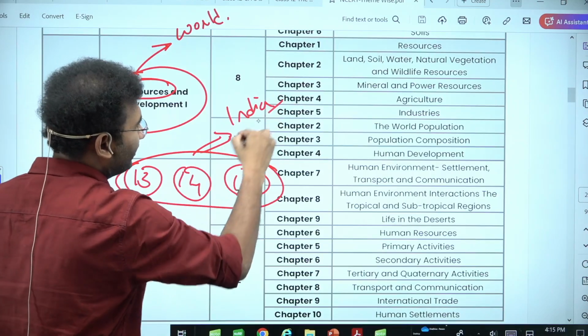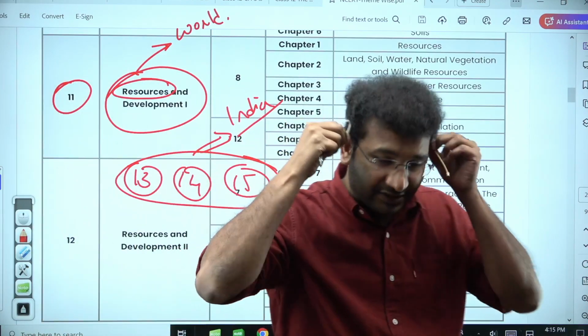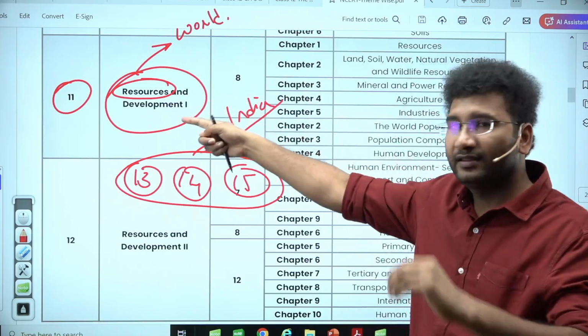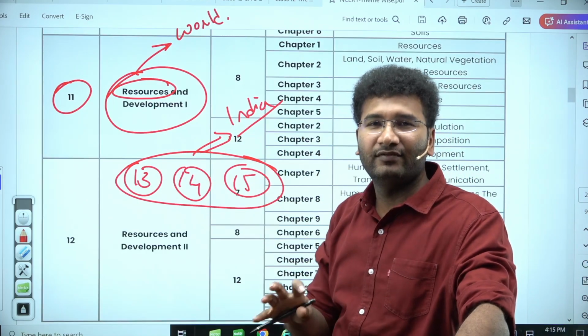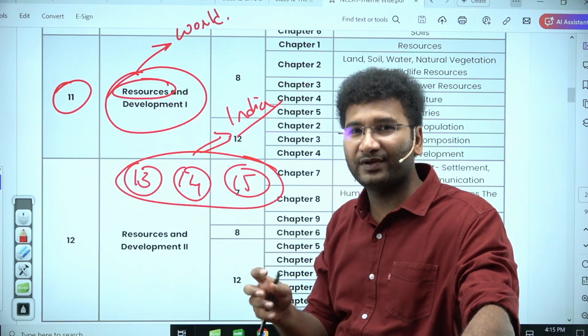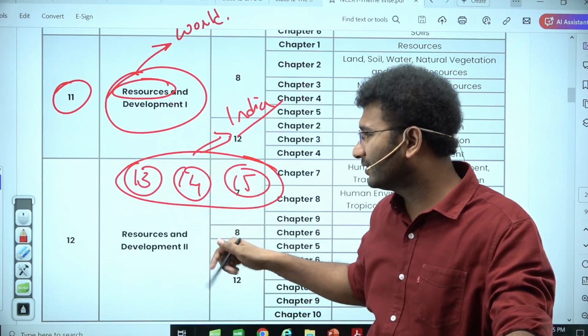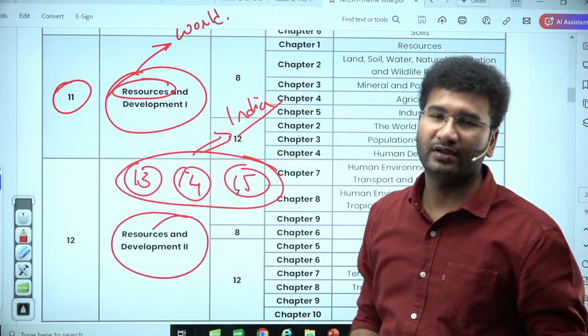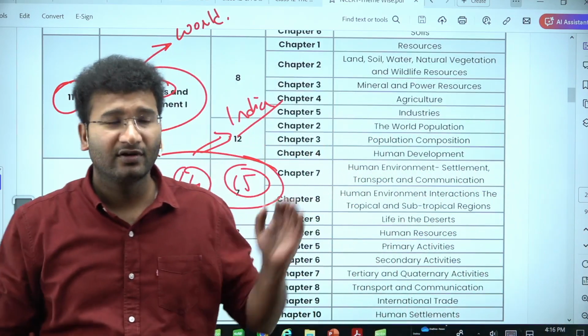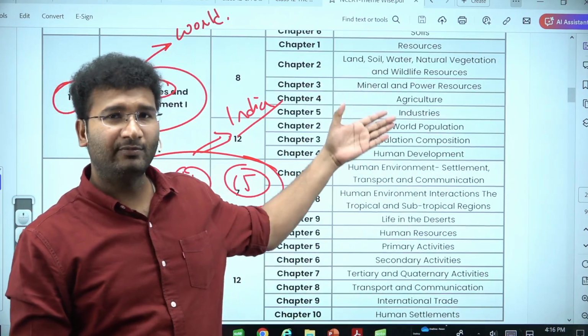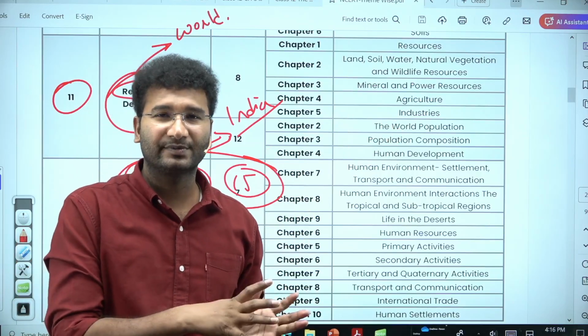Now, whatever we are going to learn in these themes, especially theme number 11, that is resource and development 1, here we'll try to focus on the basics. Once we have learned the basics, in the next chapter, resource and development 2, we are going to apply all the concepts that we have learned. Furthermore, when we go to India, the same topics will also be repeated, but with respect to the Indian context.